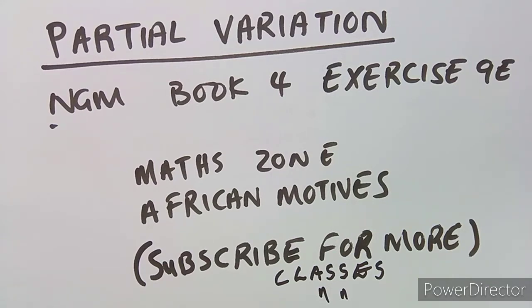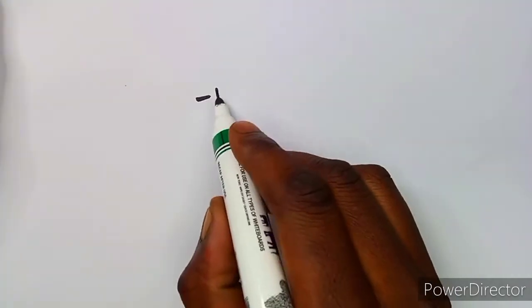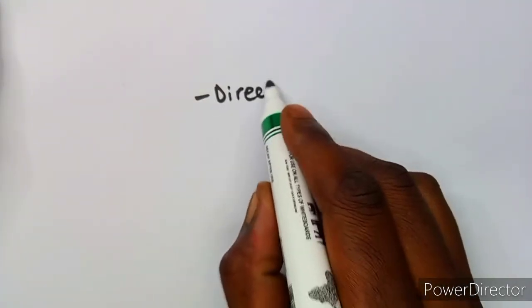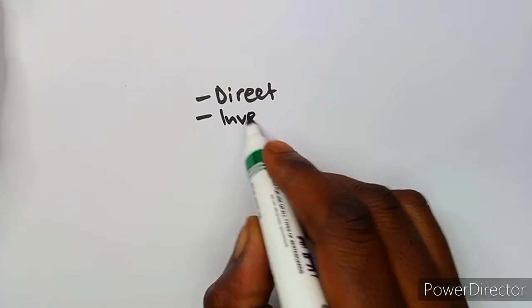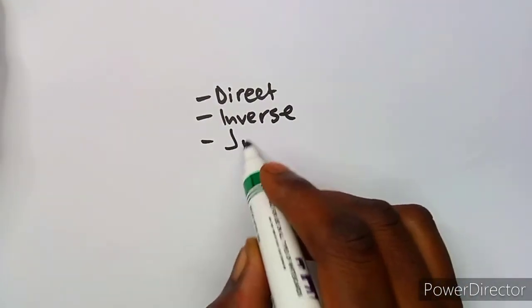Okay, so like I said, we shall be focusing on partial variation. I think from the previous variations, we managed to work with joint variation, direct variation, inverse variation, if you still remember from the classes that we had.